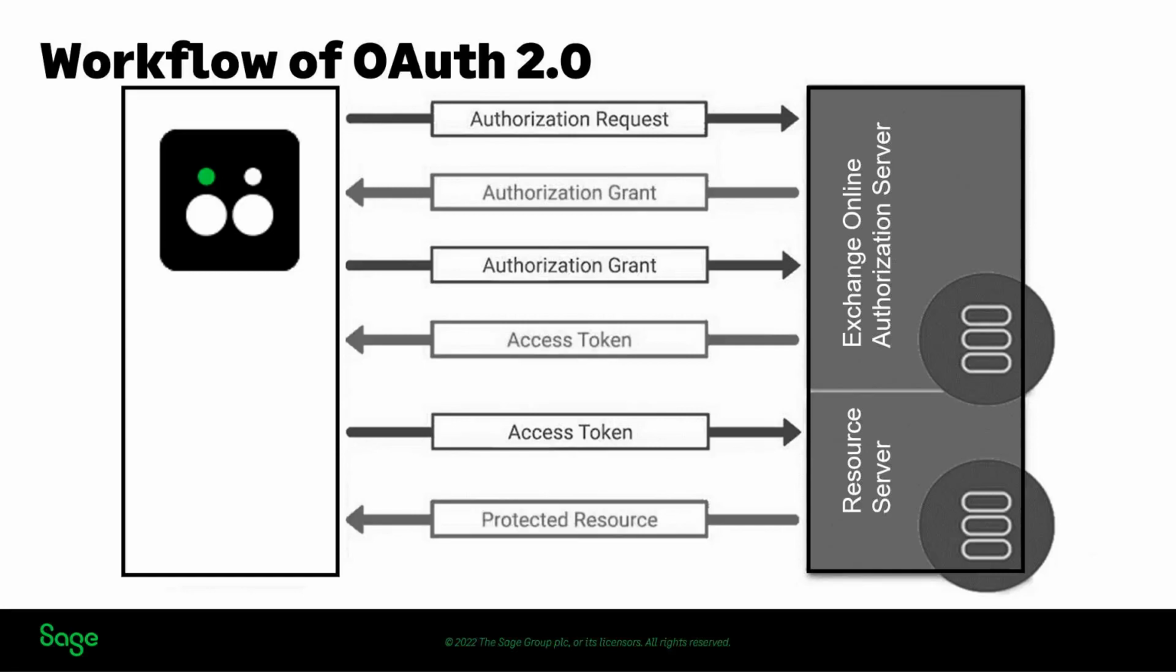So basically, in this case, we're using an access token to access the protected resources hosted by the resource server. So Sage CRM uses a token provided by one server to access the Exchange server. And the flow is described, as you can see on the screen now.